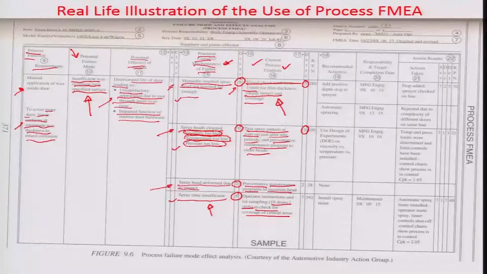And then with preventive maintenance, again about 20% of the times you are able to see if the spray head gets deformed because of inappropriate operator use. And similarly, this 10 doors per shift checking gives you a very good instance. About 70% of the time you can detect the spray time to be insufficient or not. So these are the various detectabilities.